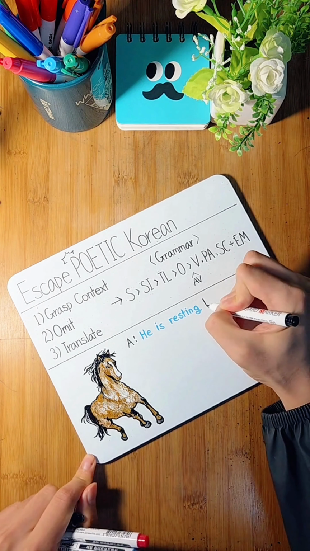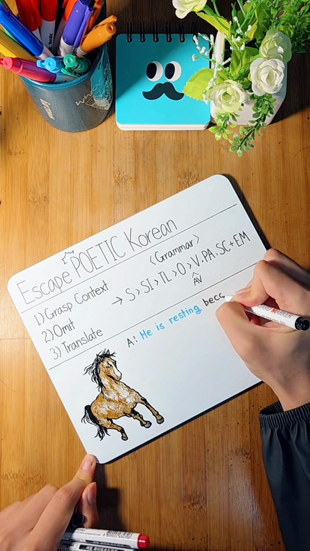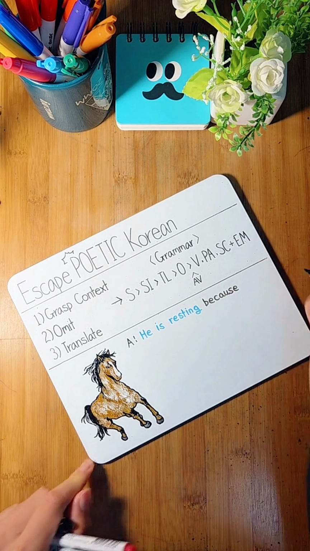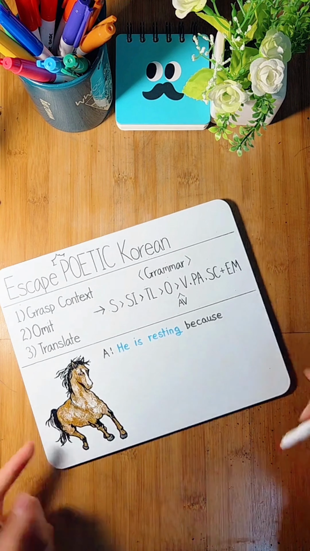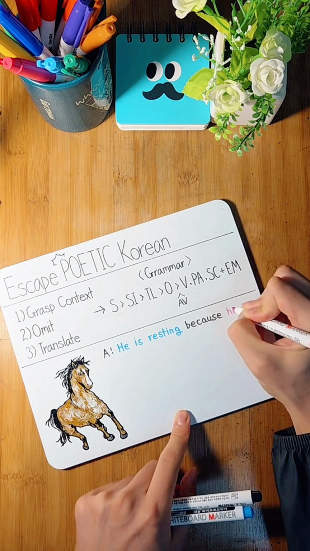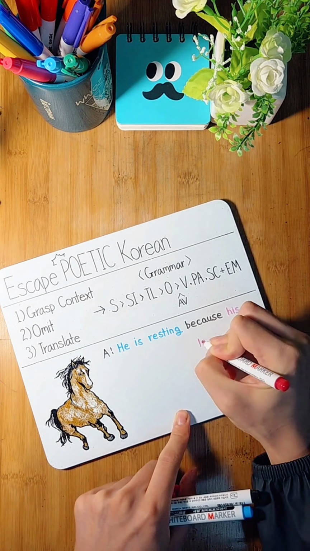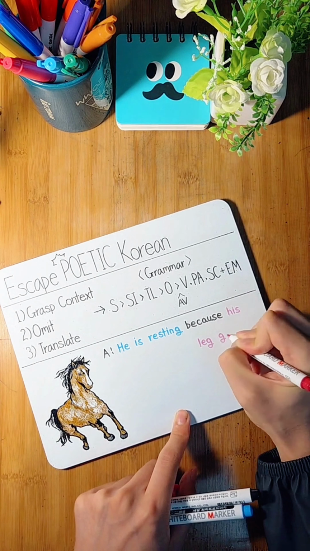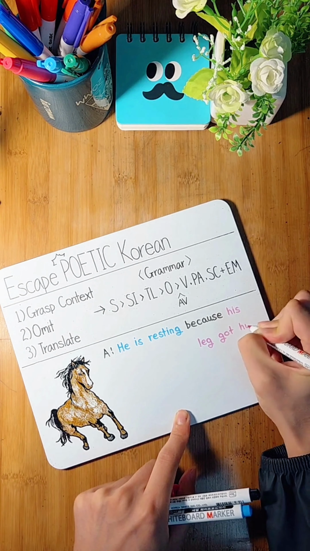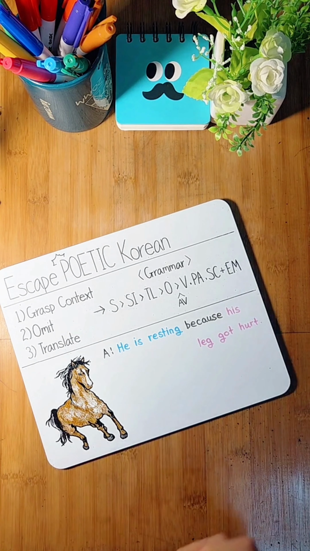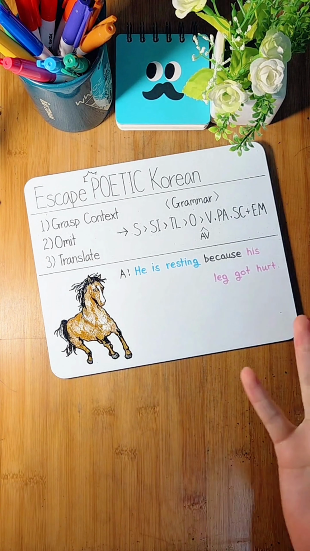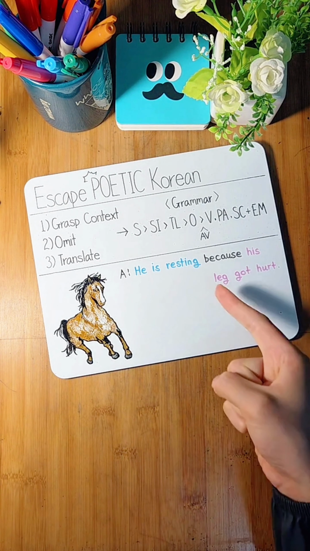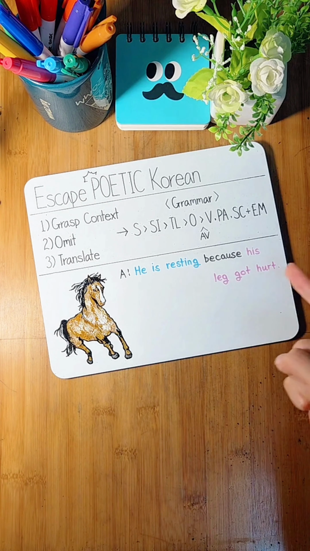And then let's place the 다리 because his leg got hurt. Okay, so let's first touch on the different way of speaking, the different way of sentiment when it comes to saying something like his leg got hurt.